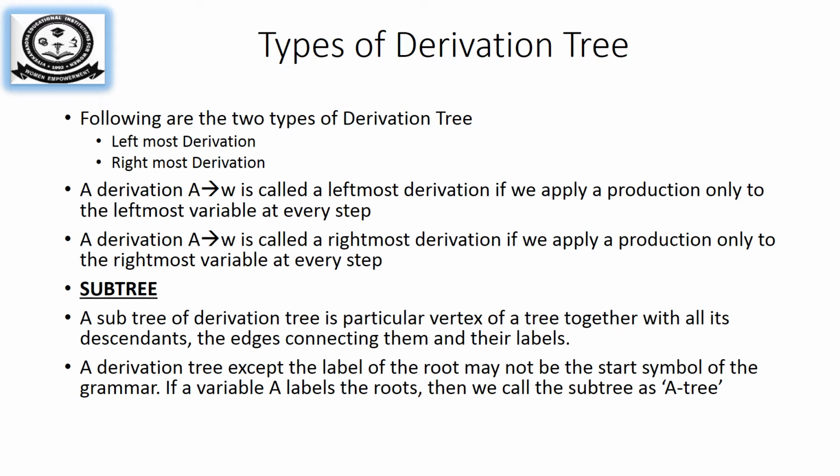Okay. And what is a subtree? A subtree of a derivation tree is nothing but a particular vertex of a tree together with all its descendants and the edges connecting them, and their labels. So in the derivation tree, except for the root, whose label can be the start symbol, any other variable root we can call a subtree with that particular label. So if you have descendants for a node, then that node can be named with the non-terminal label. That is considered a subtree.